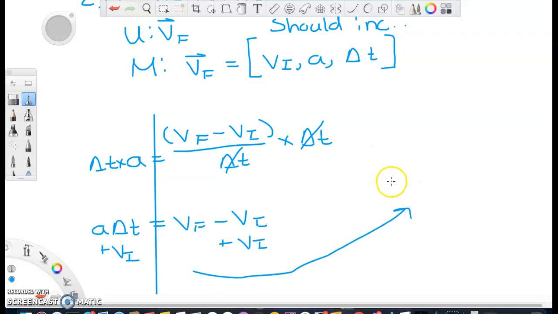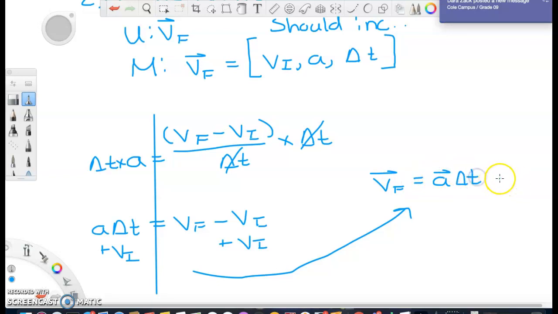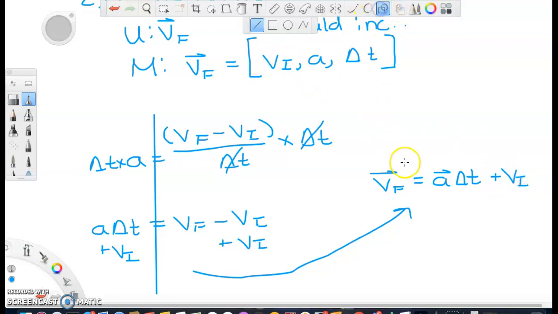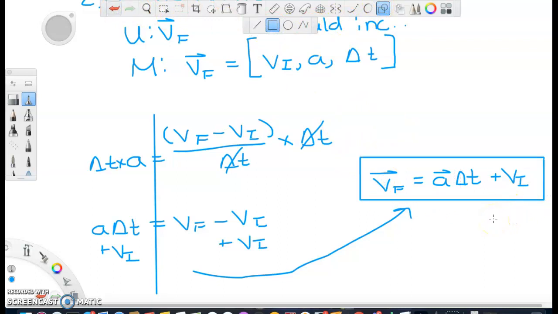That final equation is that v final is equal to a delta t plus v initial. And this is the expression that we can use to solve for any final velocity, given that we know information about the acceleration, the change in time, and the initial velocity.